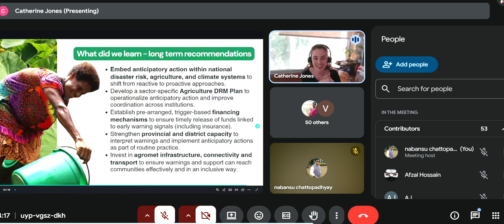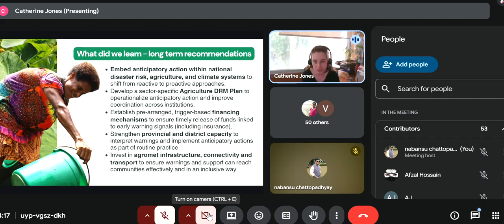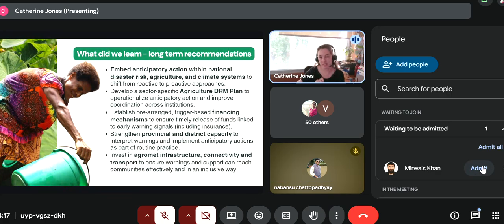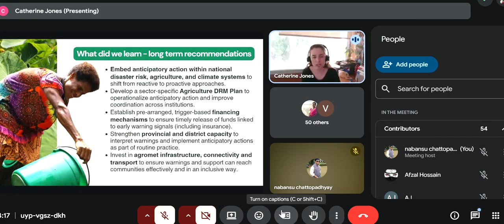Now, finally, this is my last slide: long-term recommendations. We would love to see, moving forward, anticipatory action embedded within the national disaster risk, agriculture and climate systems, and seeing that shift from reactive to proactive approaches. We do know there's a lot of drought monitoring going on in Papua New Guinea at the moment, but we want to keep on building up this area with the combined drought index that enables us to take action. Current forecasting mechanisms in place give a generic indication that there might be something happening, or a color coding of a particular risk level, but it doesn't connect to action itself.